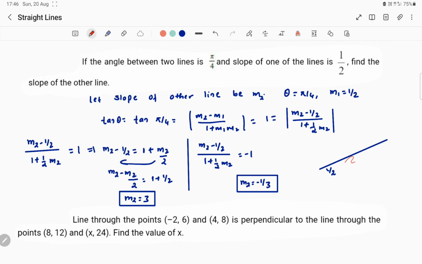Now there is another line which is making an angle how much? Pi by 4. So you can make pi by 4 this side also, or you can make pi by 4 this side also, isn't it? So if you make pi by 4 this side, can you realize that the angle between these two lines will be how much? 90 degree.